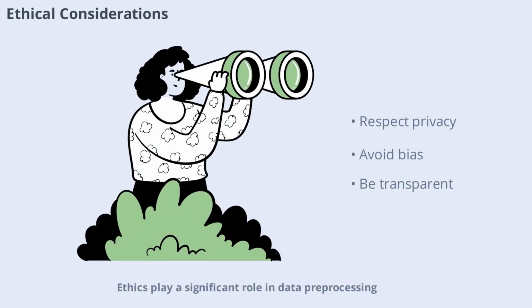Ethics play a significant role in data preprocessing. It's important to ensure that data is collected and processed in a way that respects privacy and avoids bias. Removing sensitive information, anonymizing data, and being transparent about preprocessing steps are all part of ethical data handling. Responsible preprocessing helps build trust and protects the rights of individuals represented in the data.